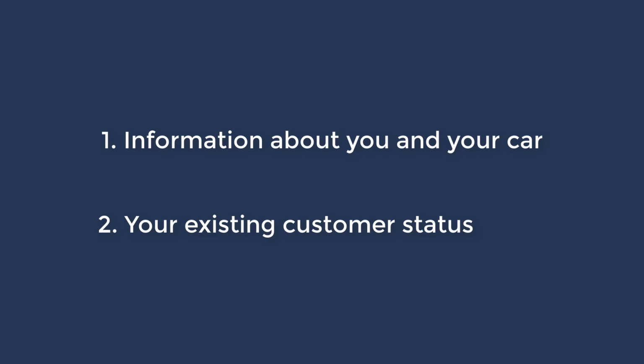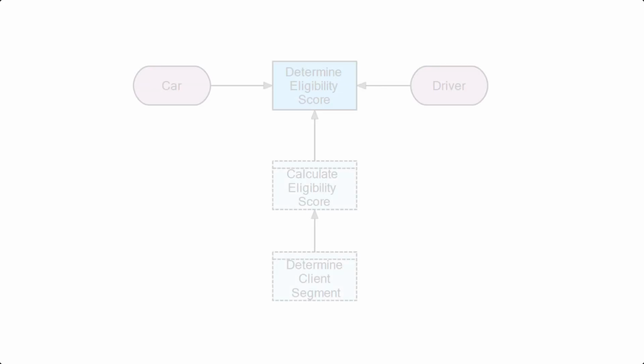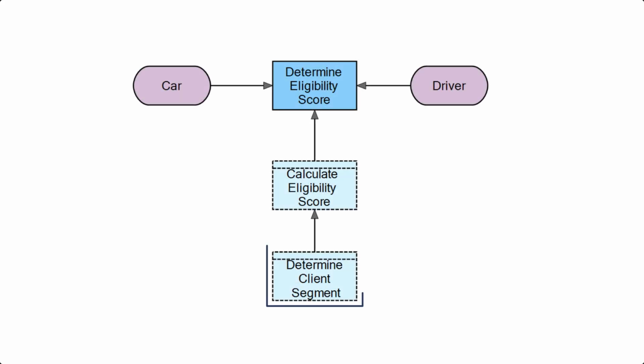Based on this information, the system does two things. First, it figures out what category you fit into. This helps the company group similar customers together. And it also calculates your score. This score reflects how likely you're able to file a claim. So this is your eligibility score.